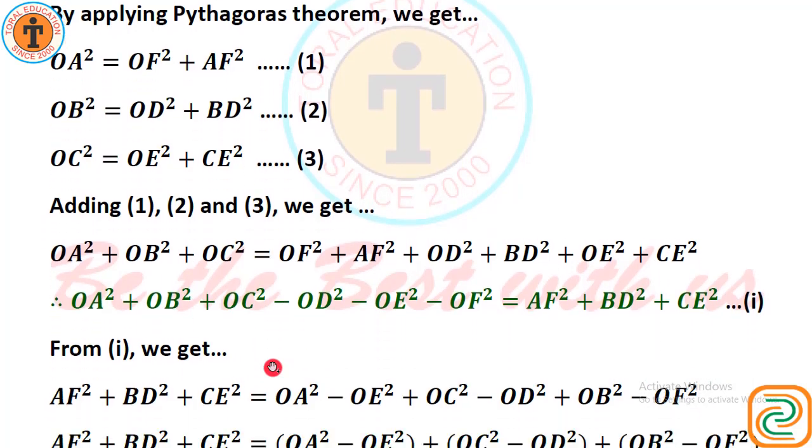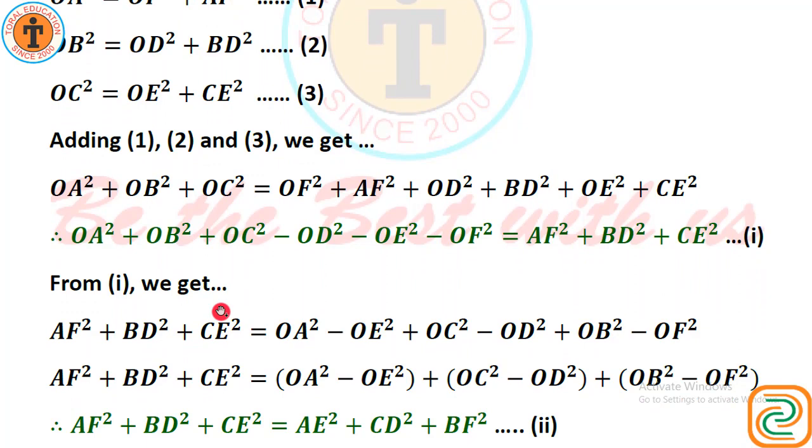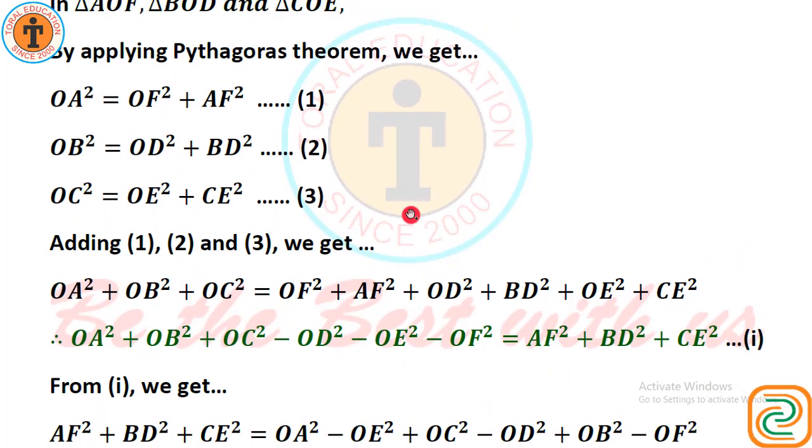From 1 we get AF square plus BD square plus CE square equals to (OA square minus OE square), (OB square minus OF square), (OC square minus OD square) and OB square minus OF square, right? Now we have taken here OA square minus OE square, that is AE square. Look at here.